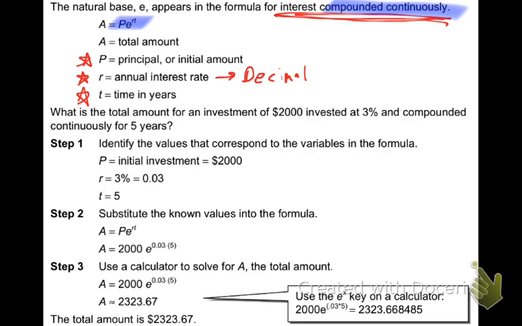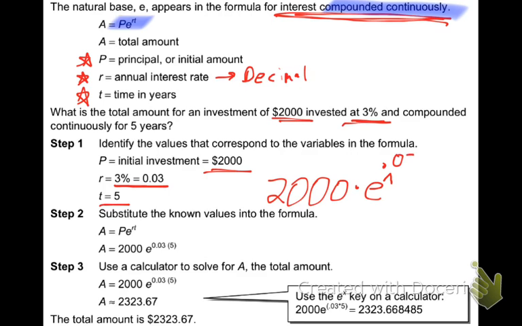So what's the total amount of an investment of $2,000 invested at 3% compounded continuously for 5 years? Well, I started with $2,000. 3% as a decimal is 0.03. And then continuously for 5 years. So I would plug into my formula 2,000 times e raised to the 0.03 times 5 power. On your calculators, you type that in. You should come out with an answer that is approximately $2,323.67.